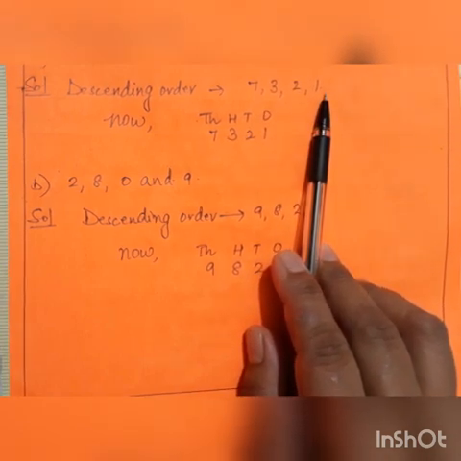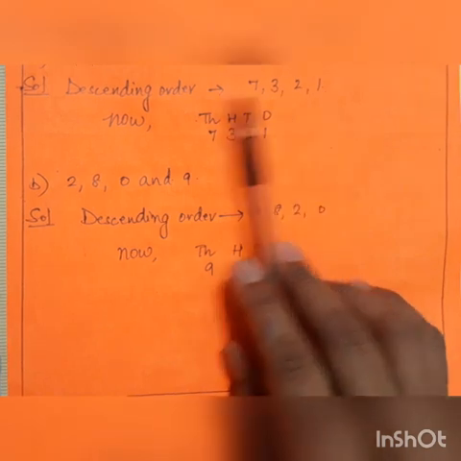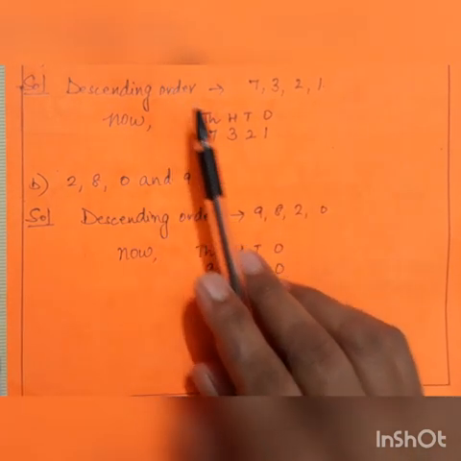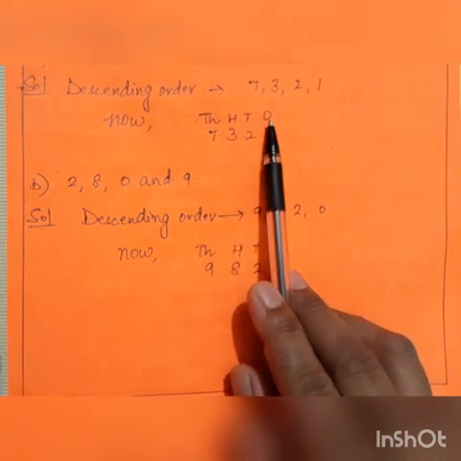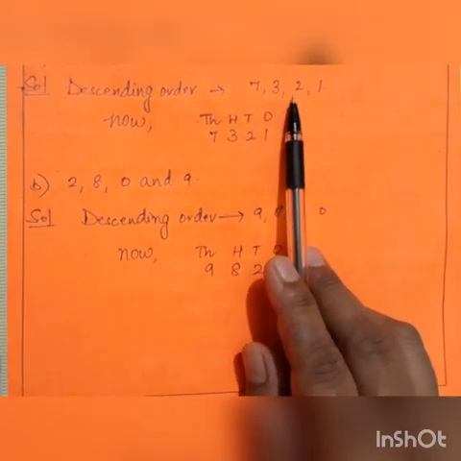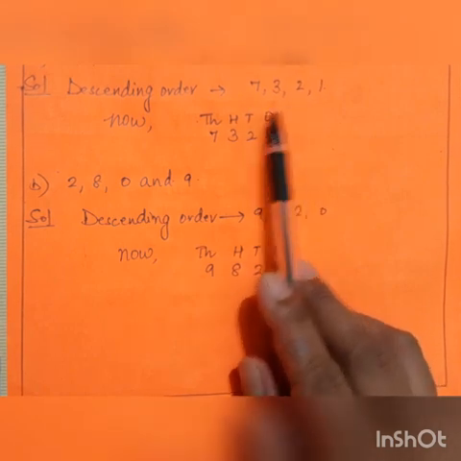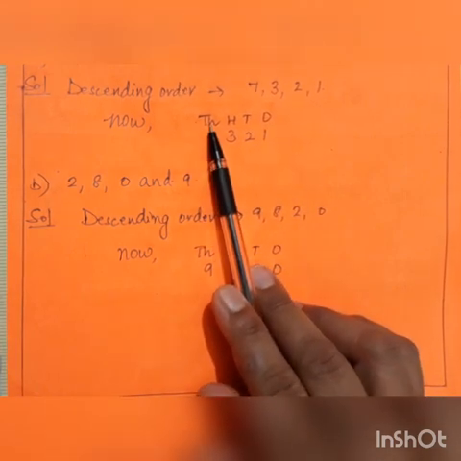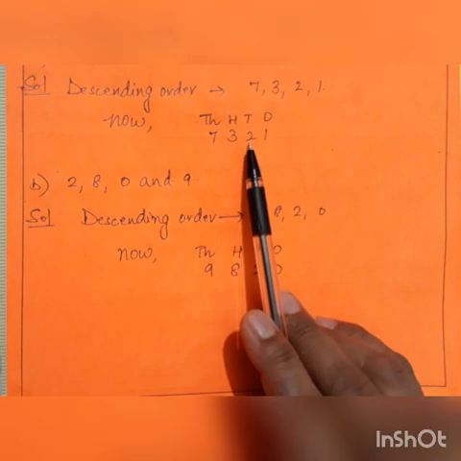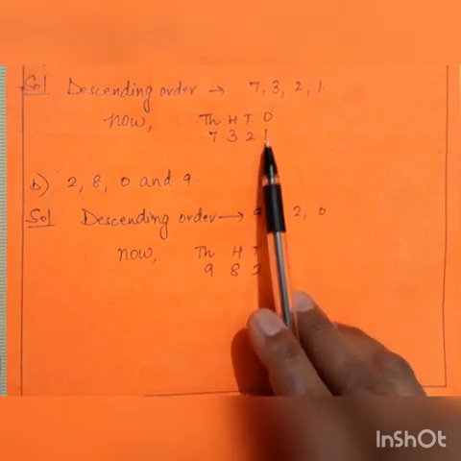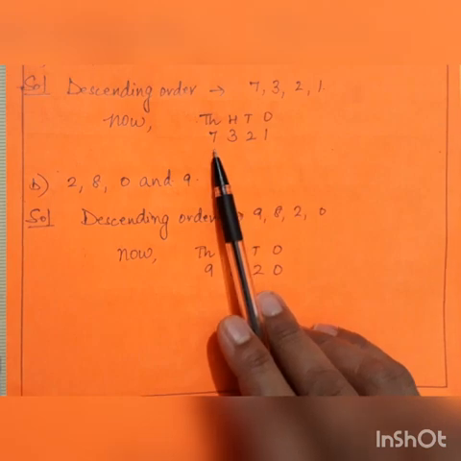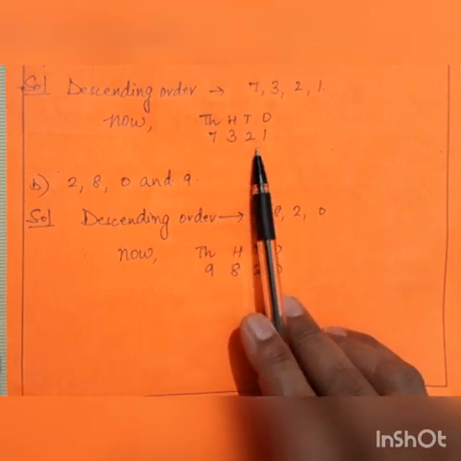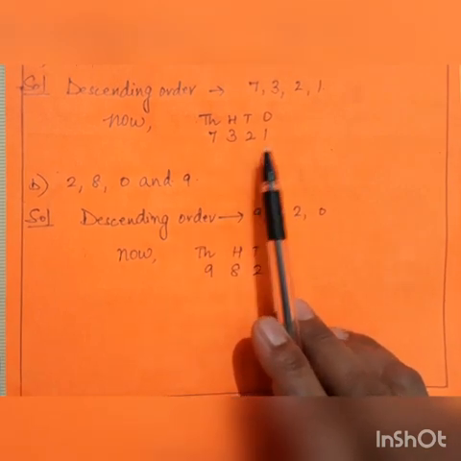So the greatest 4-digit number formed using the given 4 digits is, we will write the place values first, thousands, hundreds, tens and ones, and arrange the numbers as given in the descending order, that is 7 at the thousands place, 3 at the hundreds place, 2 at the tens place and 1 at the ones place. So the greatest number formed using the given digits is 7321. Come to another question.